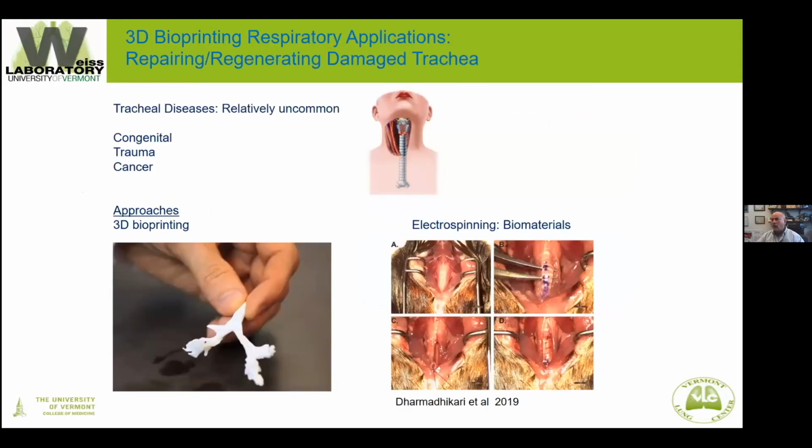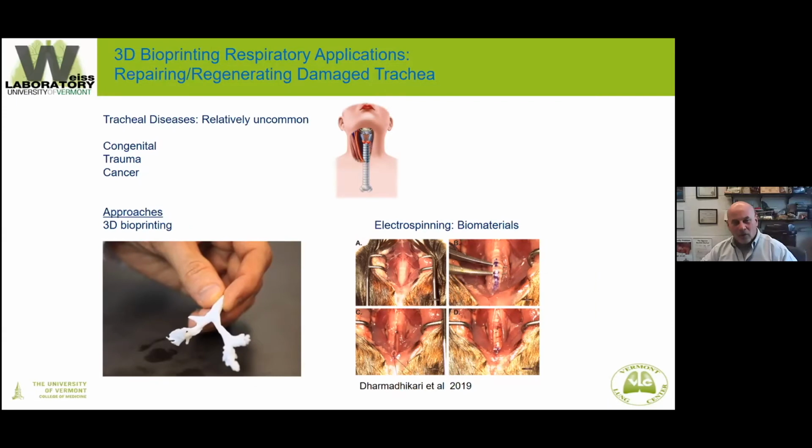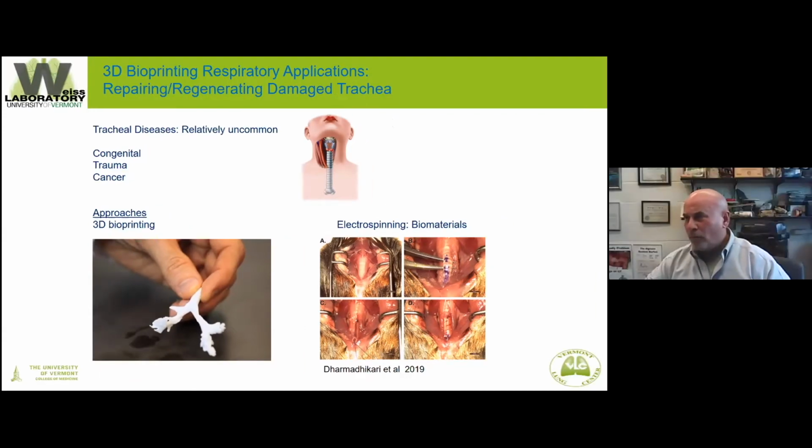So these are all good techniques, but it turns out that the ultimate, and just to go off on a little bit of a tangent, the respiratory system includes not just the lungs themselves, but of course the airways, and the major airway, of course, is the trachea. Now, tracheal diseases compared to lung diseases aren't as common, but there are certainly devastating congenital conditions, trauma, including battlefield trauma, cancer and the like.